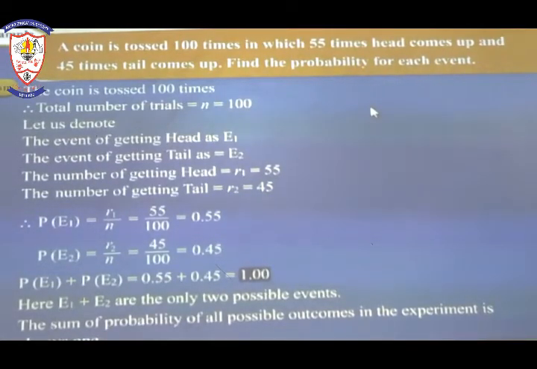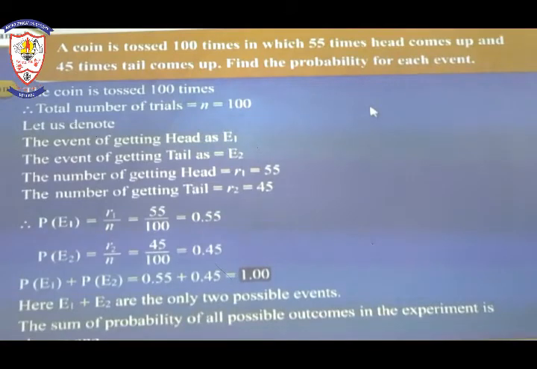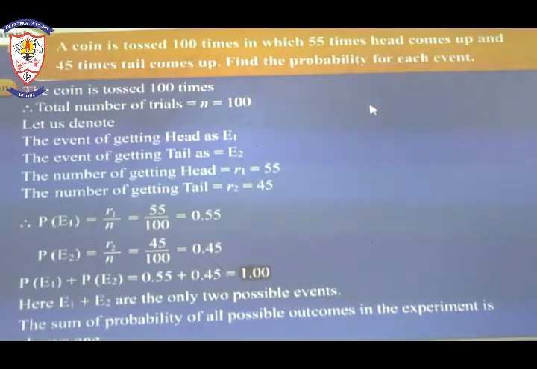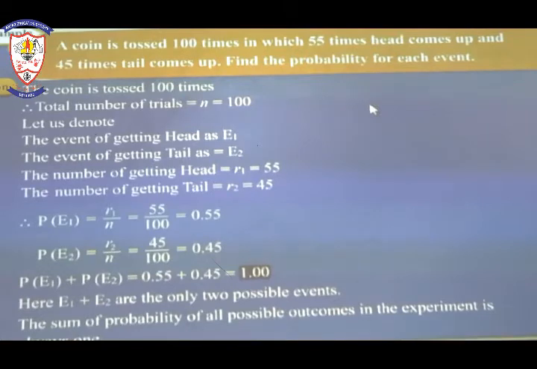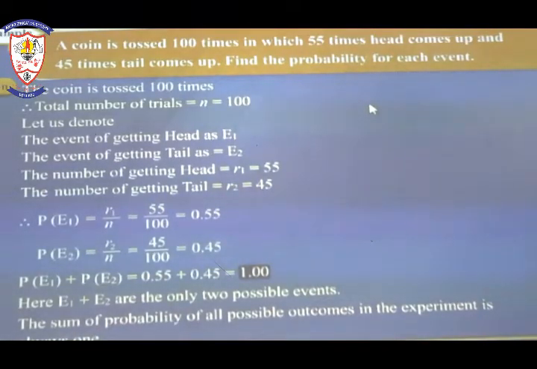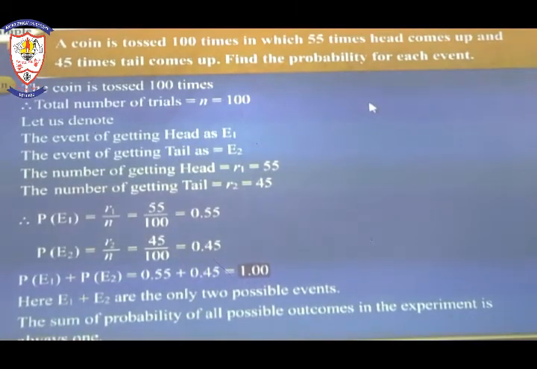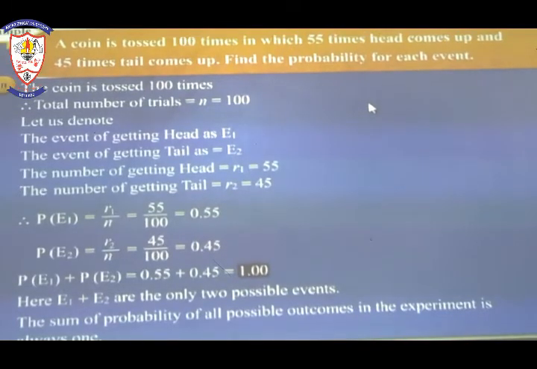Now, let the event of getting head be E1. It means that E1 is the event of head occurring. The event of getting tail is E2. The number of times getting head is r1, which is equal to 55, and the number of times getting tail is r2, which is equal to 45. All this necessary information is given in the above example. Now, we will find the probability of event E1 and the probability of event E2.